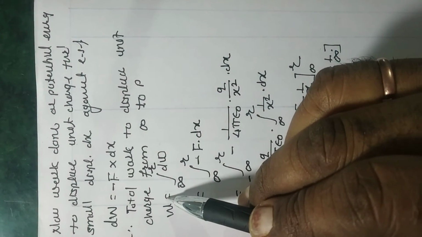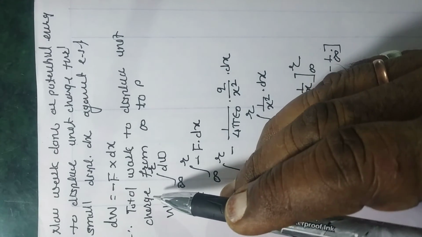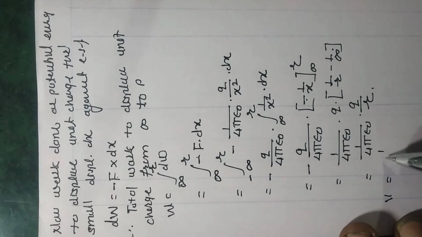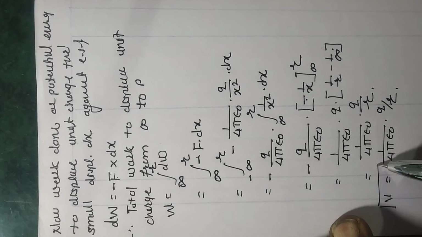This work done per unit charge is called electric potential, and therefore electric potential phi is equal to 1 divided by 4 pi epsilon into Q divided by r. This is the expression of electric potential.